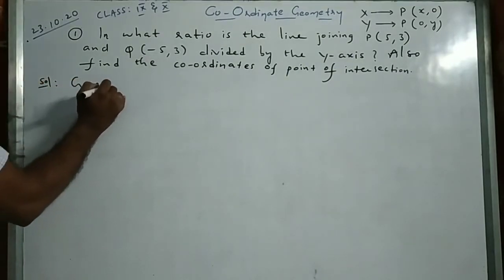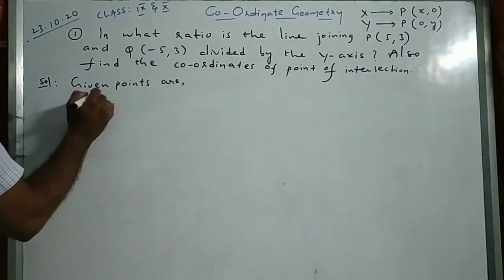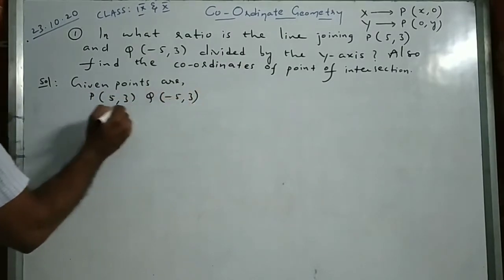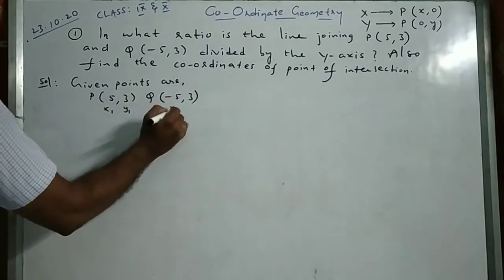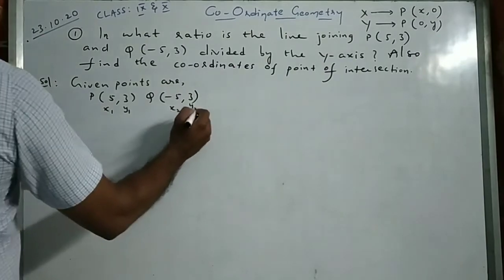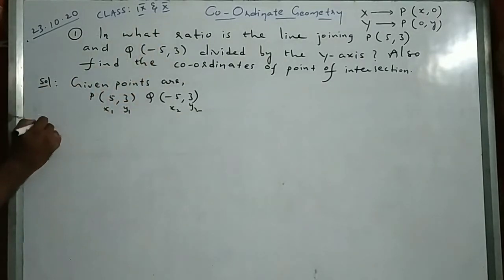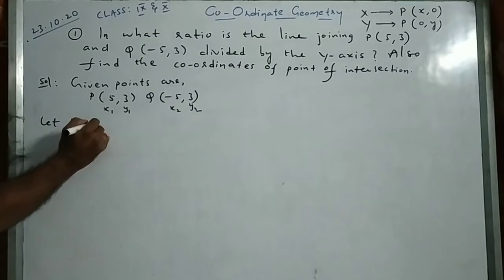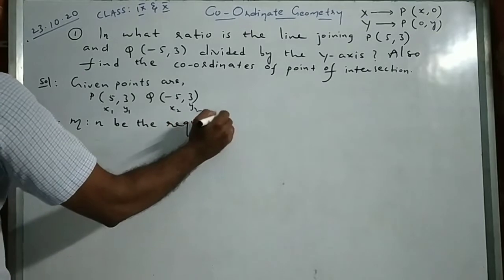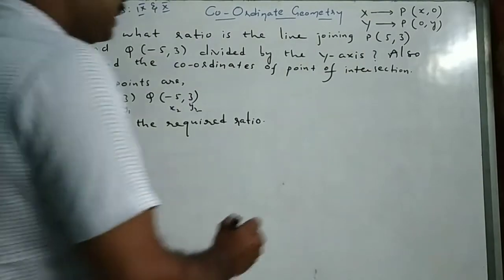What are the given points here? Given points are P of 5 comma 3, Q of minus 5 comma 3. Immediately you take them as x1 y1 and x2 y2. Now what should we find? The ratio, no? So let m is to n be the required ratio, because we should find the ratio, right? Let m is to n be the required ratio. Okay. Now I'll draw the diagram here.